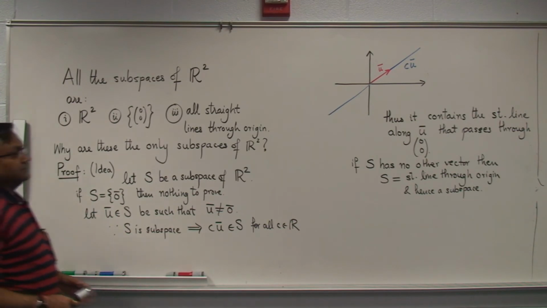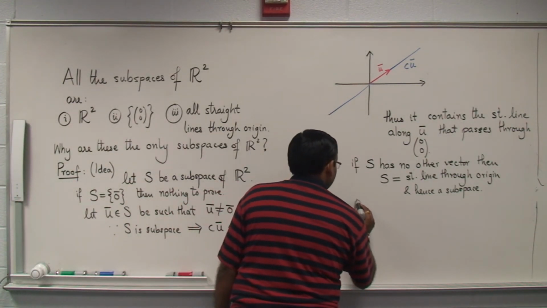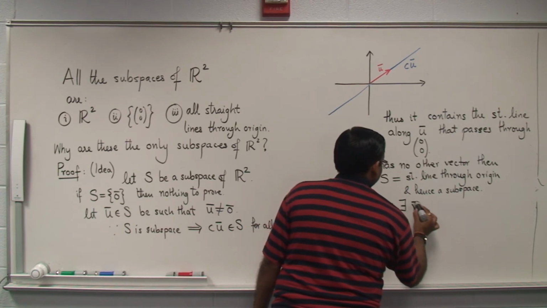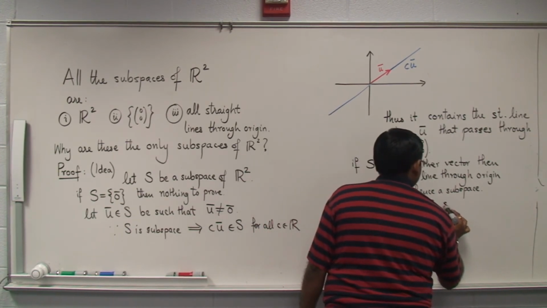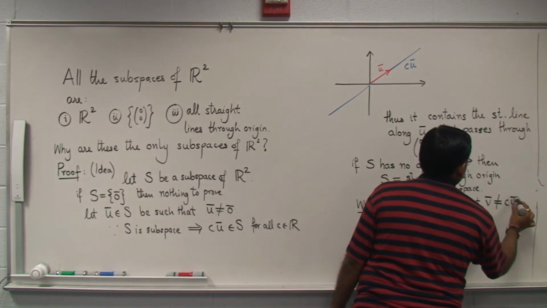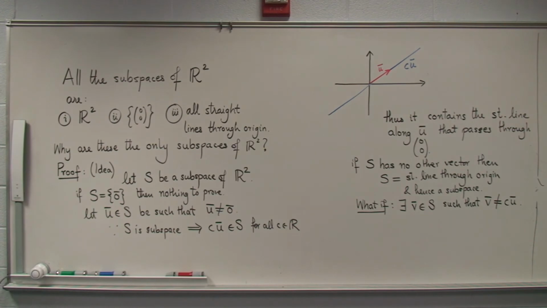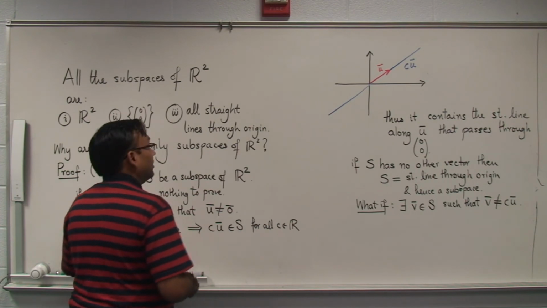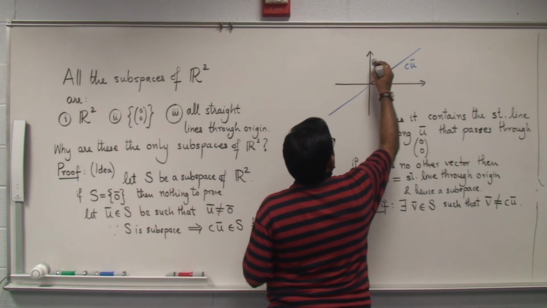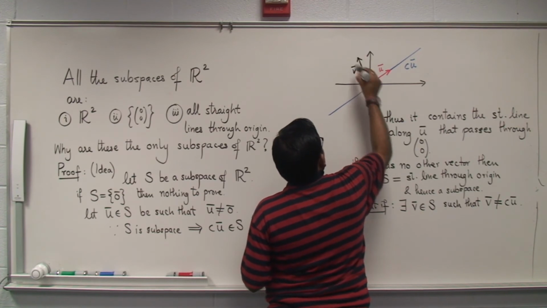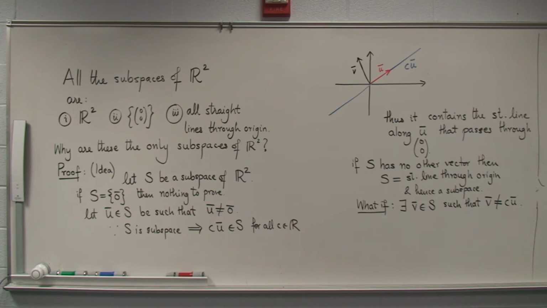But what if S has another vector which does not lie on this? So now the question is, what if there exists a vector V in S such that V is not on the line that passes through the origin and is in the direction of the vector U? That means V lies outside. What happens then? I'll give you an intuitive idea first. Suppose I have a vector V, which is, let us say, somewhere here. This is my vector V, which does not lie on this line U. Then what could possibly happen?